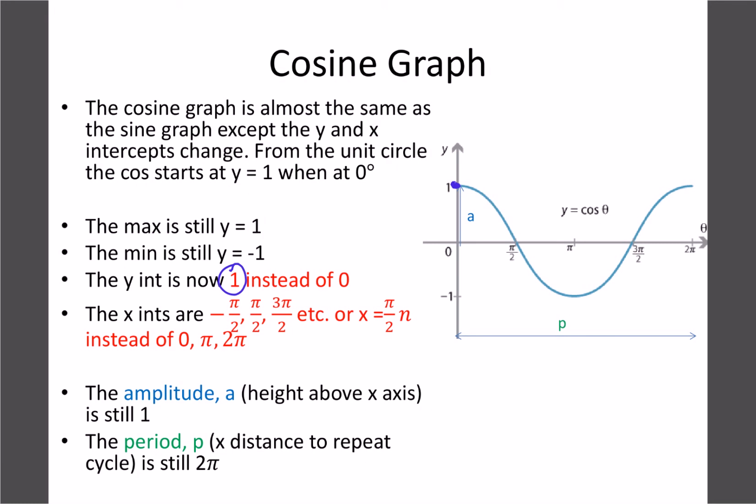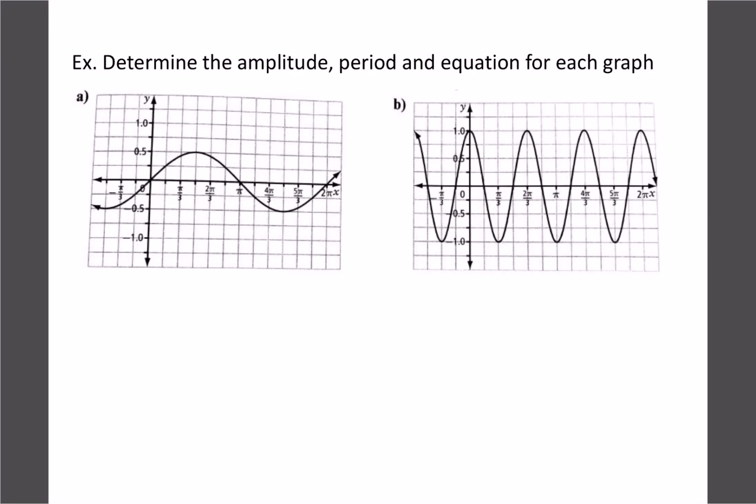So our max and mins are still the same. Y-intercept is now 1, and our x-intercepts change. Remember with pi, for sine, our intersection points were pi and 2 pi, and so on. In this case now we're switching over 90 degrees, so we'll be at 90, 270, and so on. So they're going to be pi by 2, 3 pi by 2. And that's it. So our amplitude stays the same, period stays the same. The only key difference is our y-intercept is going to start at 1.